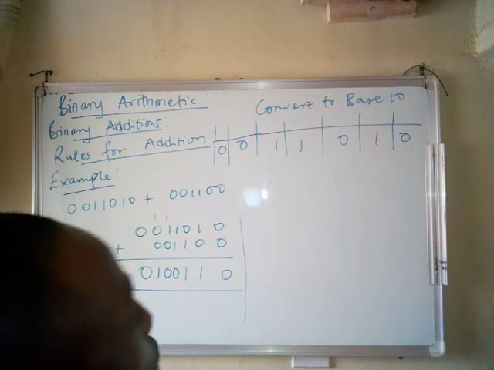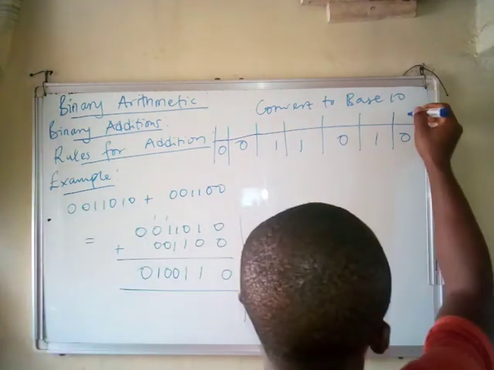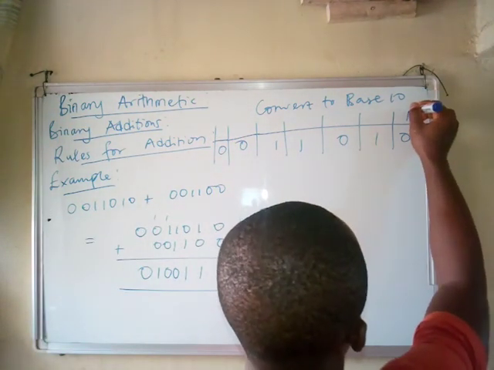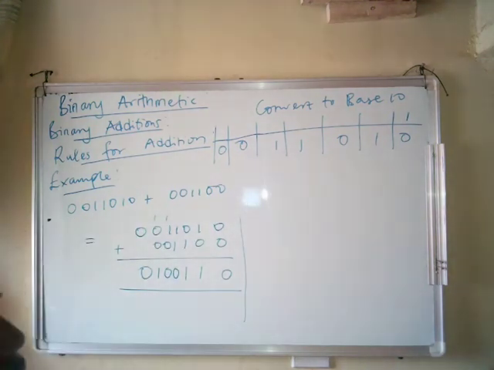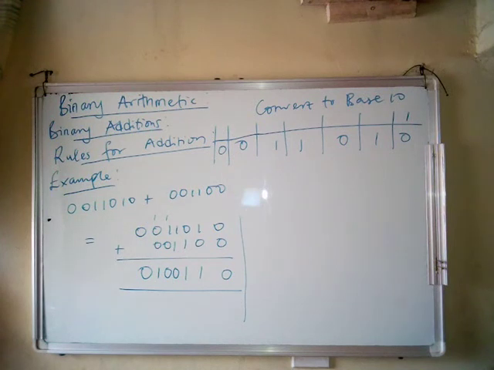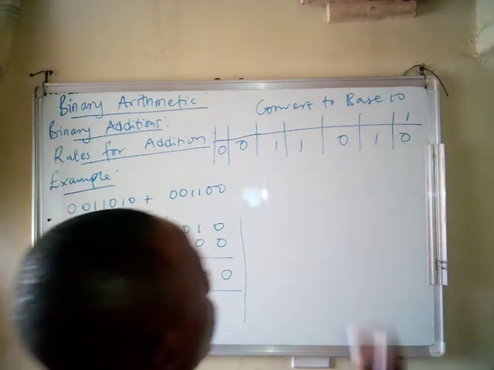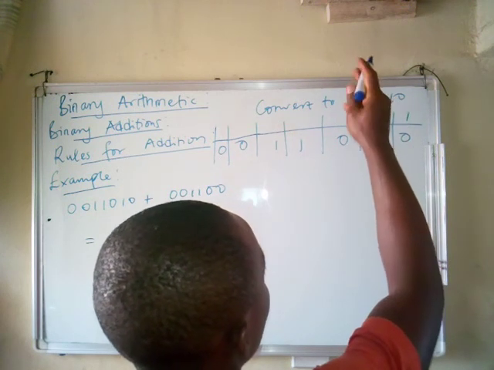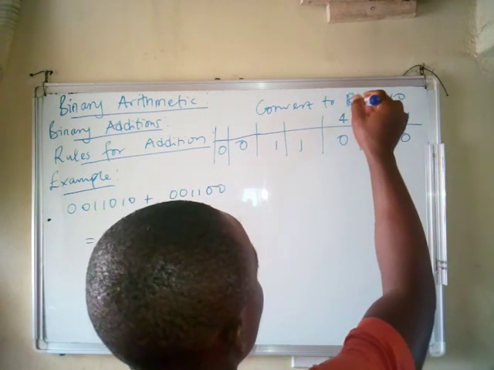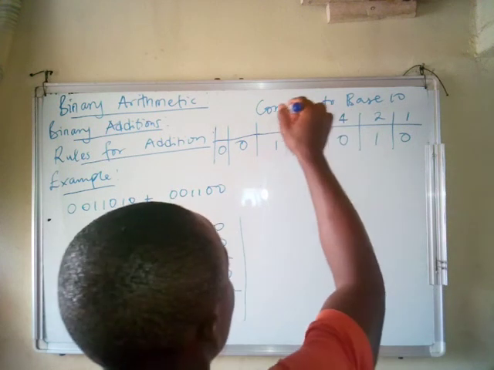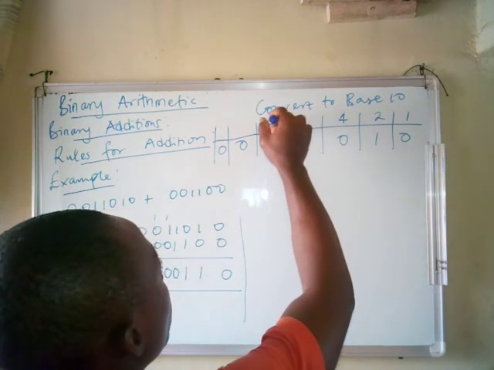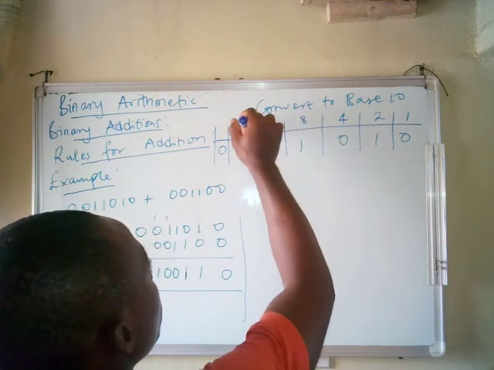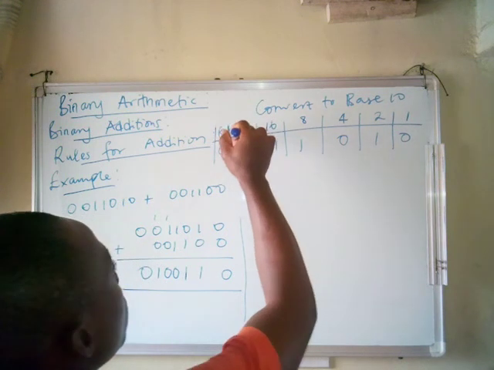Alright, so 2 raised to power 0 will give you 1. 2 raised to power 1 will give you 2. 2 raised to power 2 will give you 4. 2 raised to power 3 will give you 8. 2 raised to power 4, 16, 32, 64.